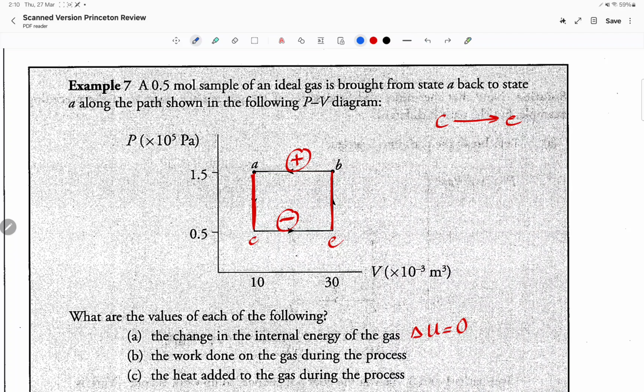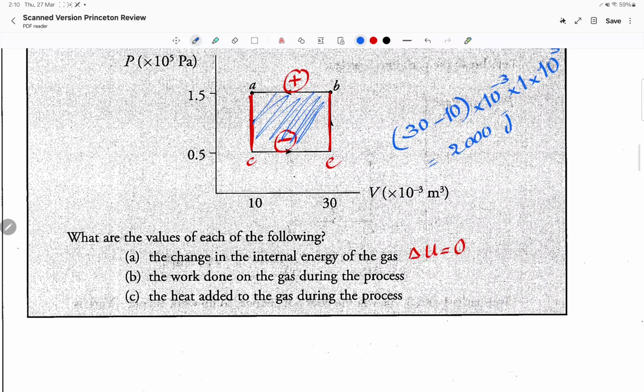Okay. So look, since C to E is this, and A to B is all that, just count the square. Because they will cancel on the bottom part, correct? So how much is the area of the square? It's 30 minus 10 times that, and then the height, which is 1, times that. Okay. 2,000 joules. Easy? Yes.